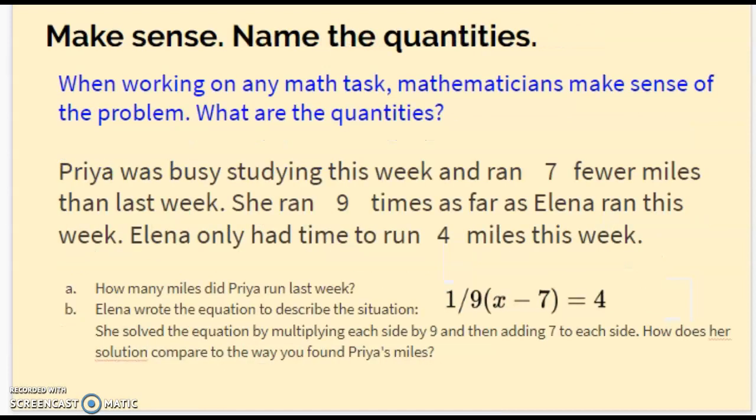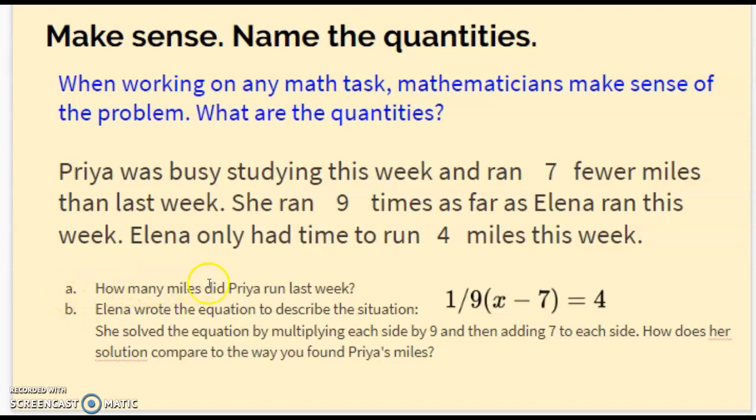In this situation, what are the quantities? Priya was busy studying this week and ran 7 fewer miles than last week. She ran 9 times as far as Elena ran this week. Elena only had time to run 4 miles this week. So we have 7 fewer miles than last week. We have 9 times as far as Elena ran this week. And Elena ran 4 miles this week. There's also a little bit more information to the situation.